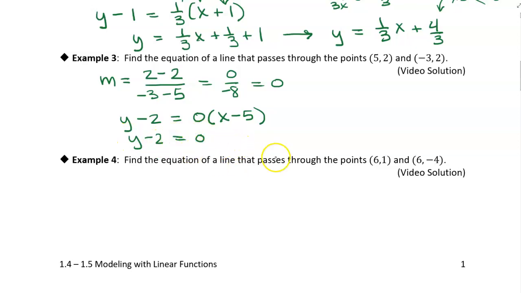All right, now let's add 2 to both sides, and what do we get? We get y is equal to 2. All right, that is the equation for our line.